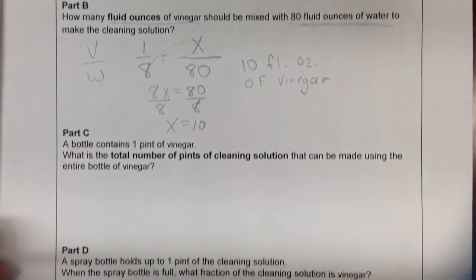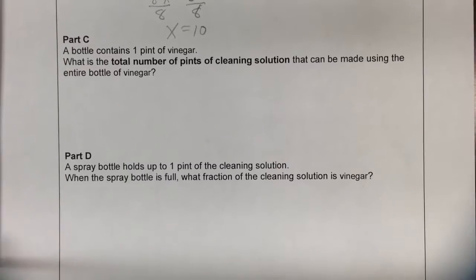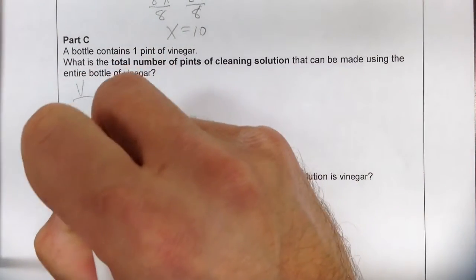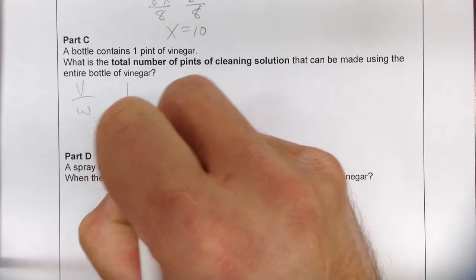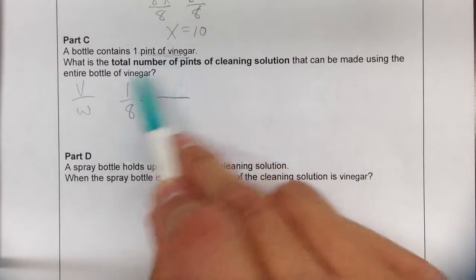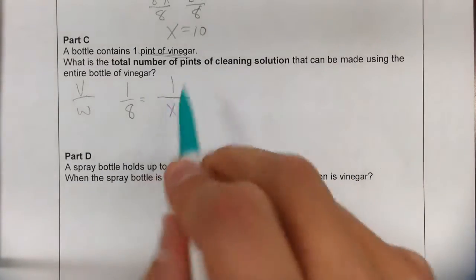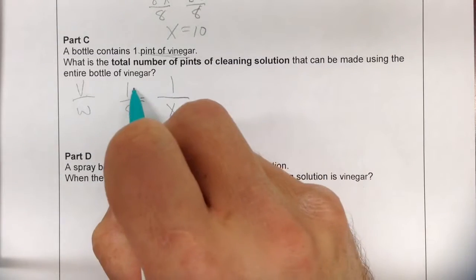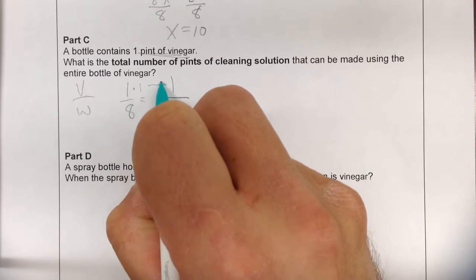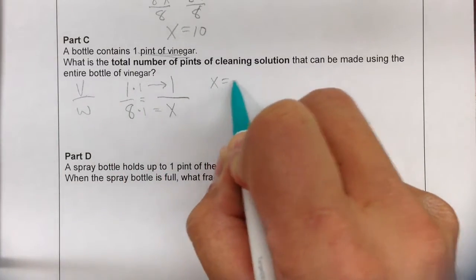So part C says, a bottle contains 1 pint of vinegar. What's the total number of pints of cleaning solution that can be made from that entire bottle of vinegar? Well, let's look at our ratio again. Back to the vinegar and water, our ratio is 1 to 8. And I've got 1 pint of vinegar, so vinegar goes on top and X goes here. You can cross multiply, or notice that 1 times 1 is 1, and 8 times 1 would be 8. So X equals 8.